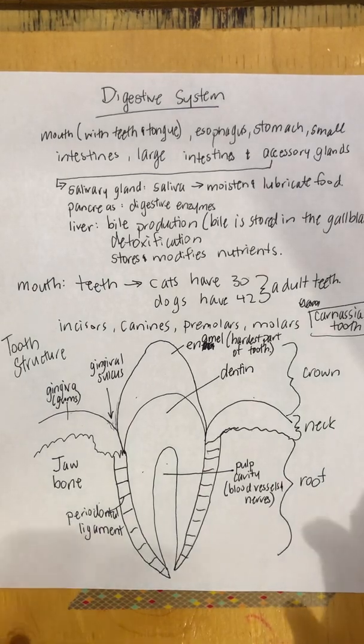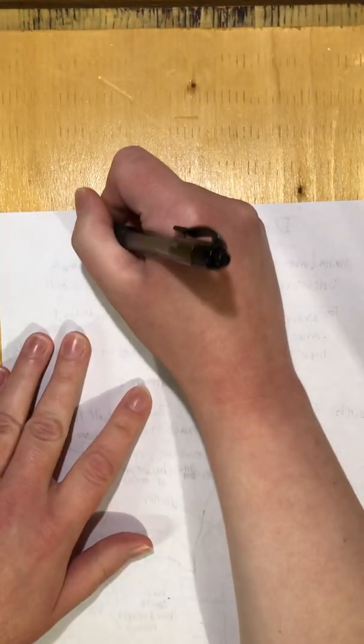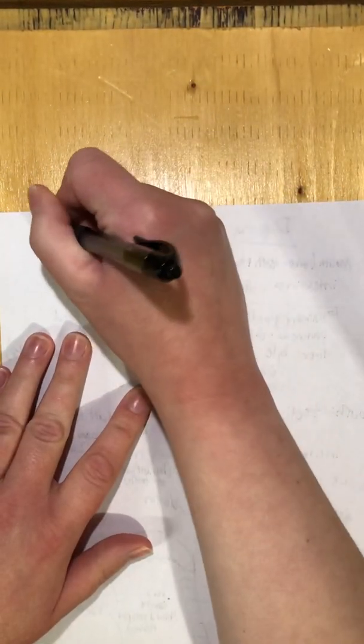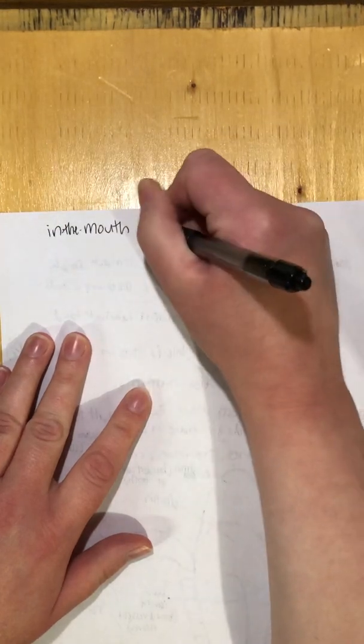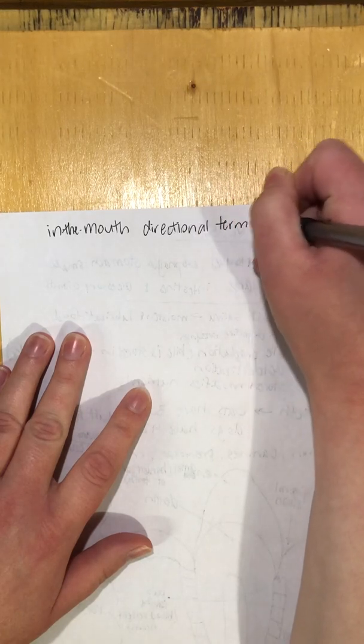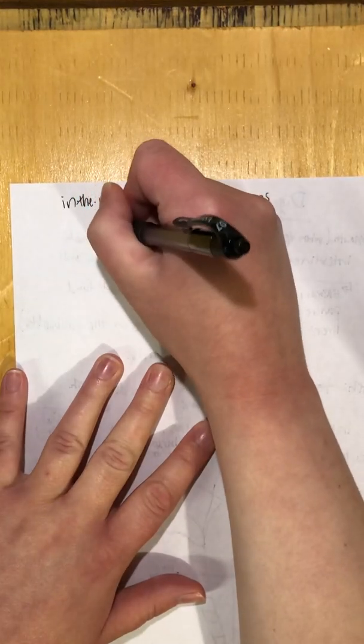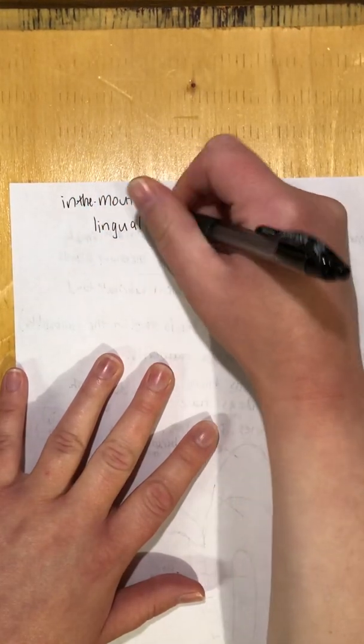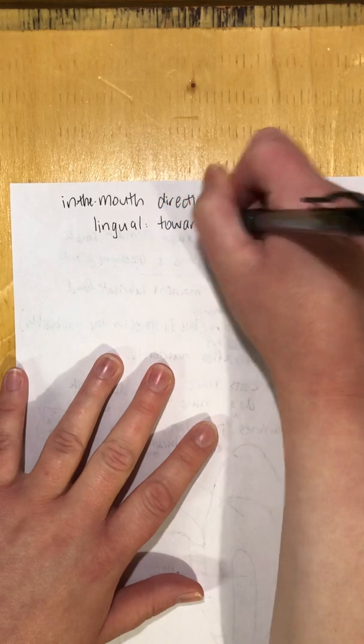So in the mouth, we do have mouth-specific directional terms. I'm just going to flip this over here. Oh, sorry, I guess in the mouth, directional terms. So just like why we need the word rostral to describe things on the head, inside the mouth we can't really use cranial and caudal or ventral and dorsal. So we're going to use terms like lingual. Lingual means toward the tongue.